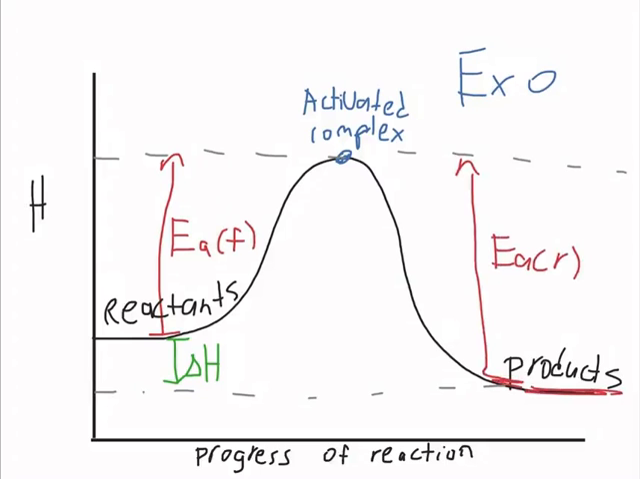Next, the activated complex itself. We can see that it is the tippity top of the graph. This is where the reactants are turning into the products and it's very unstable. The reactants need to get over this hump in order to become products.